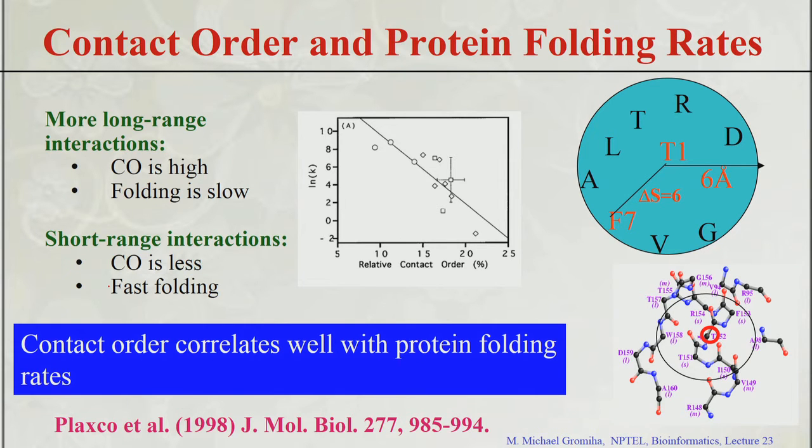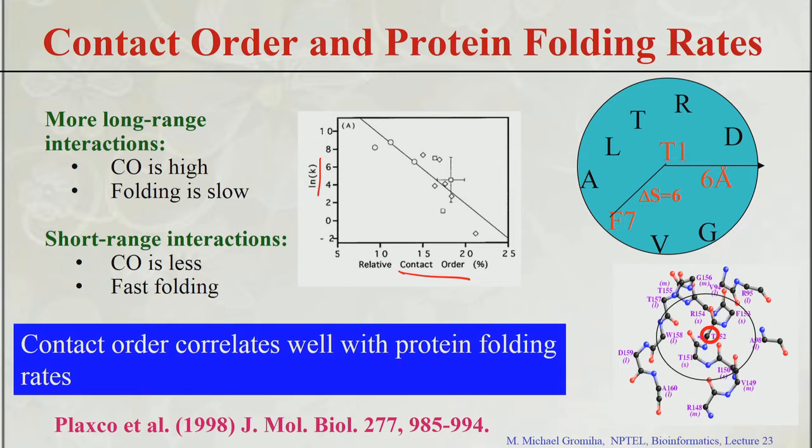For example, if there are more short range or medium range interactions compared with long range contacts, you can see the contact order is less, because delta Sij is less. Then in this case it can fold faster. Okay, now I show this figure. The x axis is the contact order and the y axis is the logarithm of the folding rate.